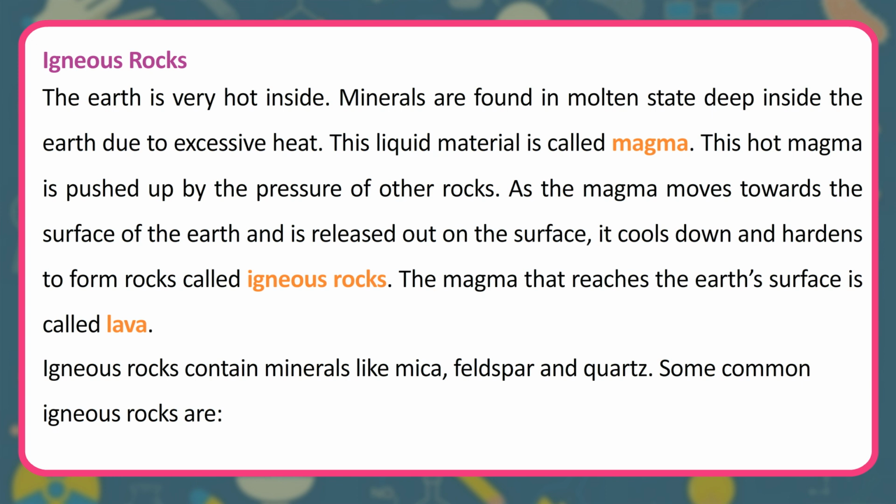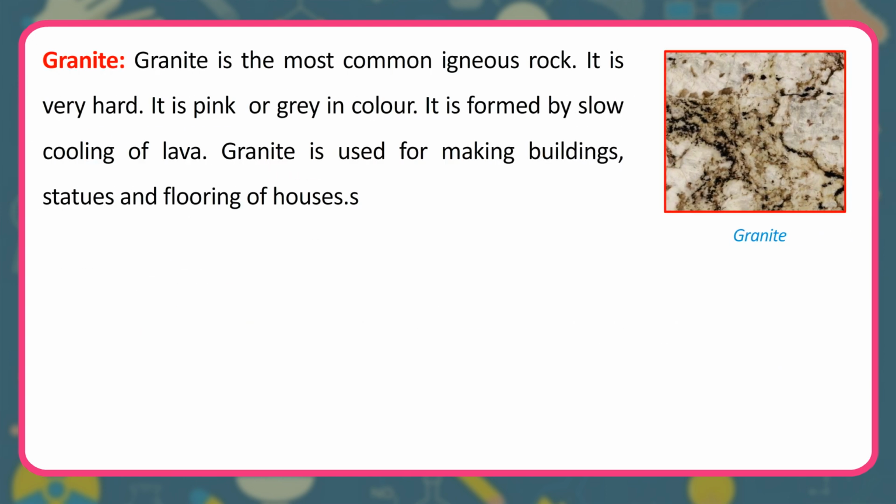Some common igneous rocks are granite. Granite is the most common igneous rock. It is very hard. It is pink or grey in color. It is formed by slow cooling of lava. Granite is used for making buildings, statues and flooring of houses.